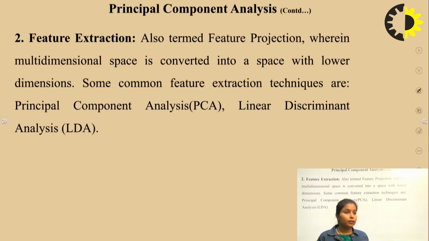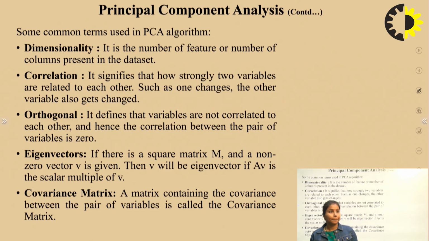After feature selection, we follow the feature extraction method, also termed feature projection, where the multi-dimensional space is converted into a space with lower dimension. Some common feature extraction techniques are principal component analysis and linear discriminant analysis. In PCA, we use some terms like dimensionality reduction, correlation, orthogonal, eigenvector, and covariance matrix.